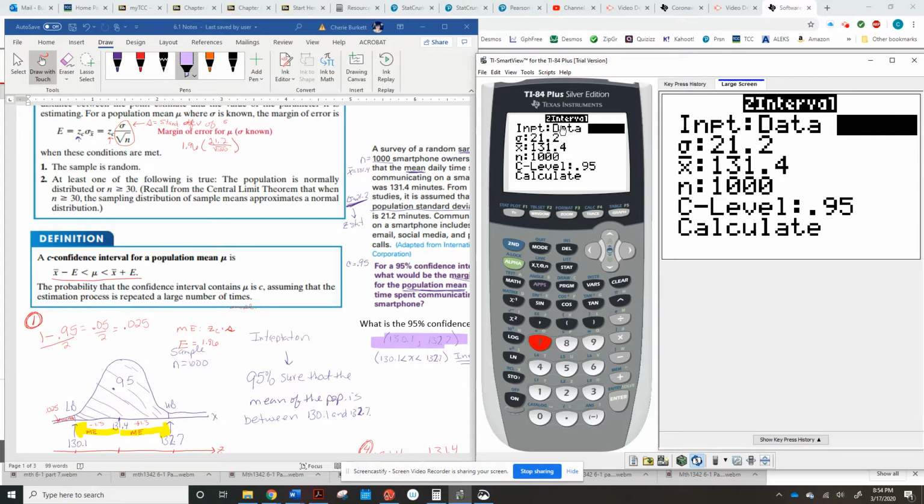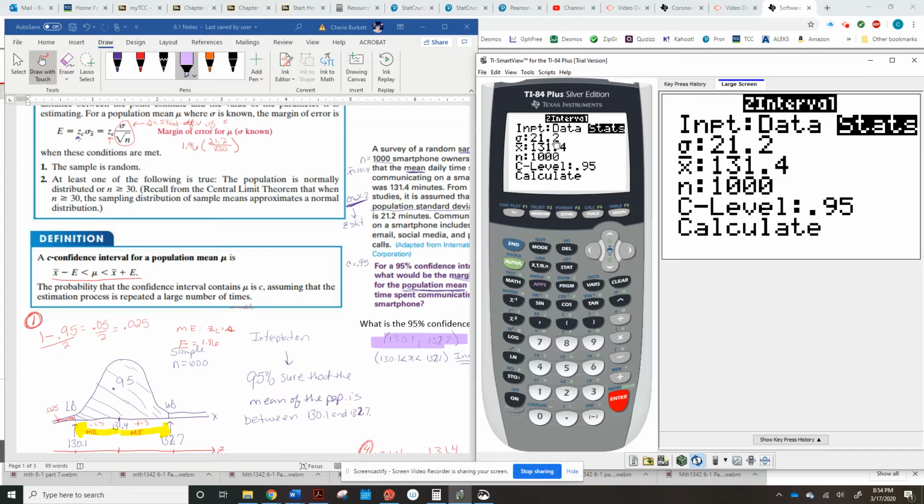And just like on StatCrunch, we had to tell it that we have summary statistics, not data. If we had a list of numbers, we would click data and then tell it where we have our numbers, but we don't. So you want to highlight stats. The way you highlight that, I believe, is you move over and press enter. That's on data. You move over and press enter. Now it's on stats.